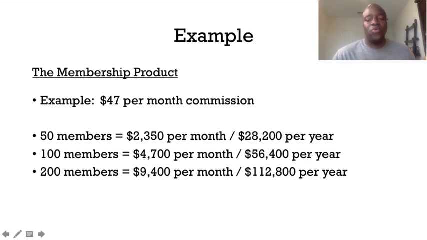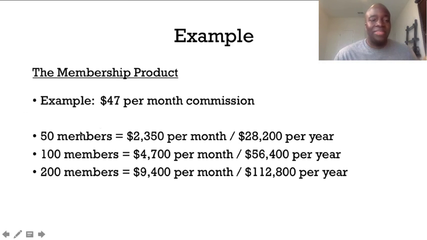And then if you have 200 members, this could be literally just amazing income at $9,400 per month. That's over a six-figure income if you could get 200 people in a membership site or a product that is paying you recurring commissions. And even if it took you a year to put 200 members into a system that was paying you that recurring income, would that be worth it?